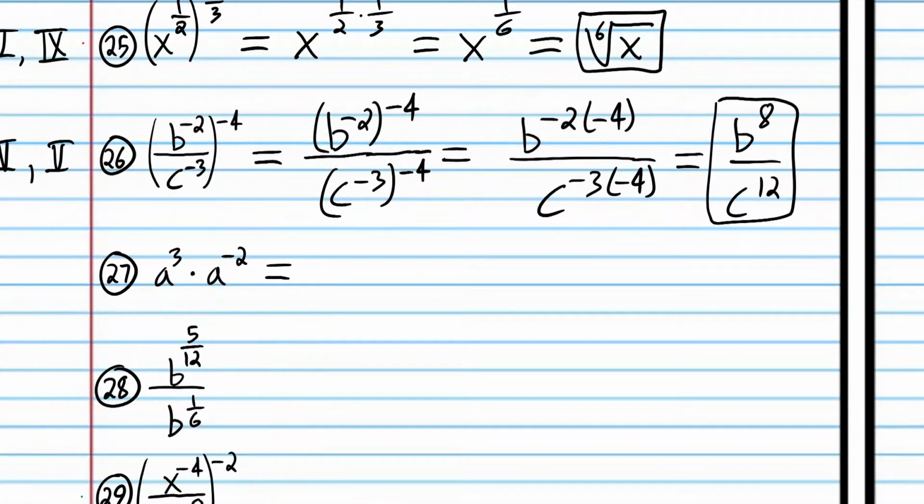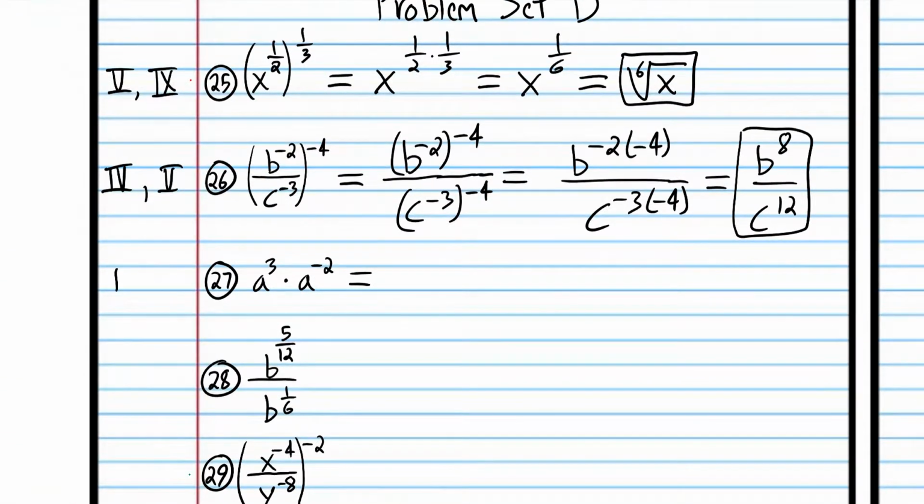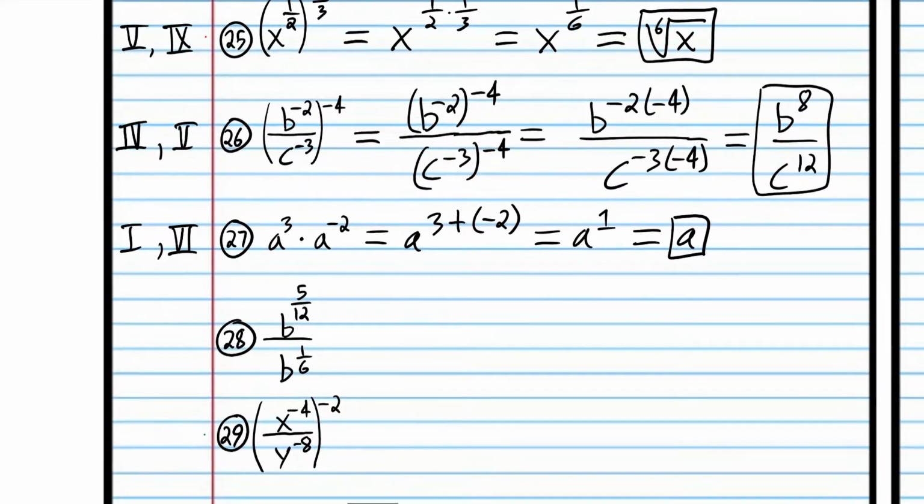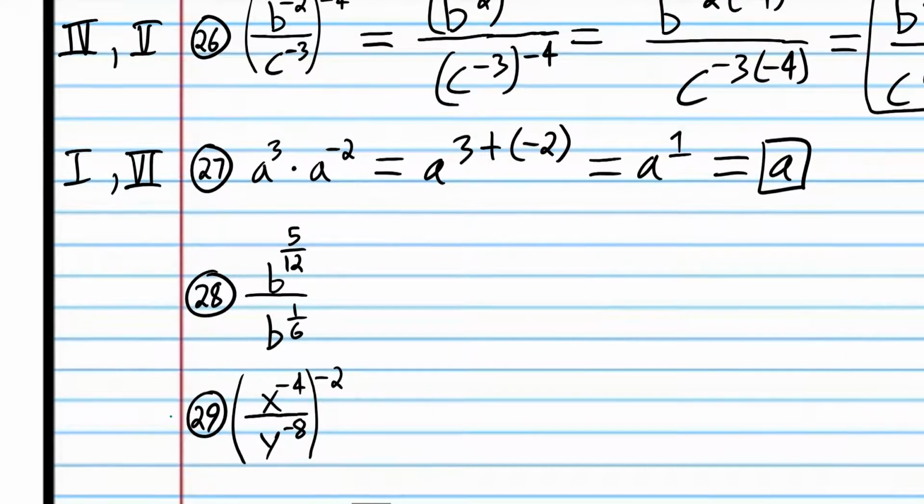We're multiplying powers, so that's rule number 1. A to the 3 plus -2, we're adding the exponents, and then we get a to the first power. But you know by rule number 6 that anything raised to the first power is just whatever that number is. It doesn't really change it. Okay, let's try one more of these.